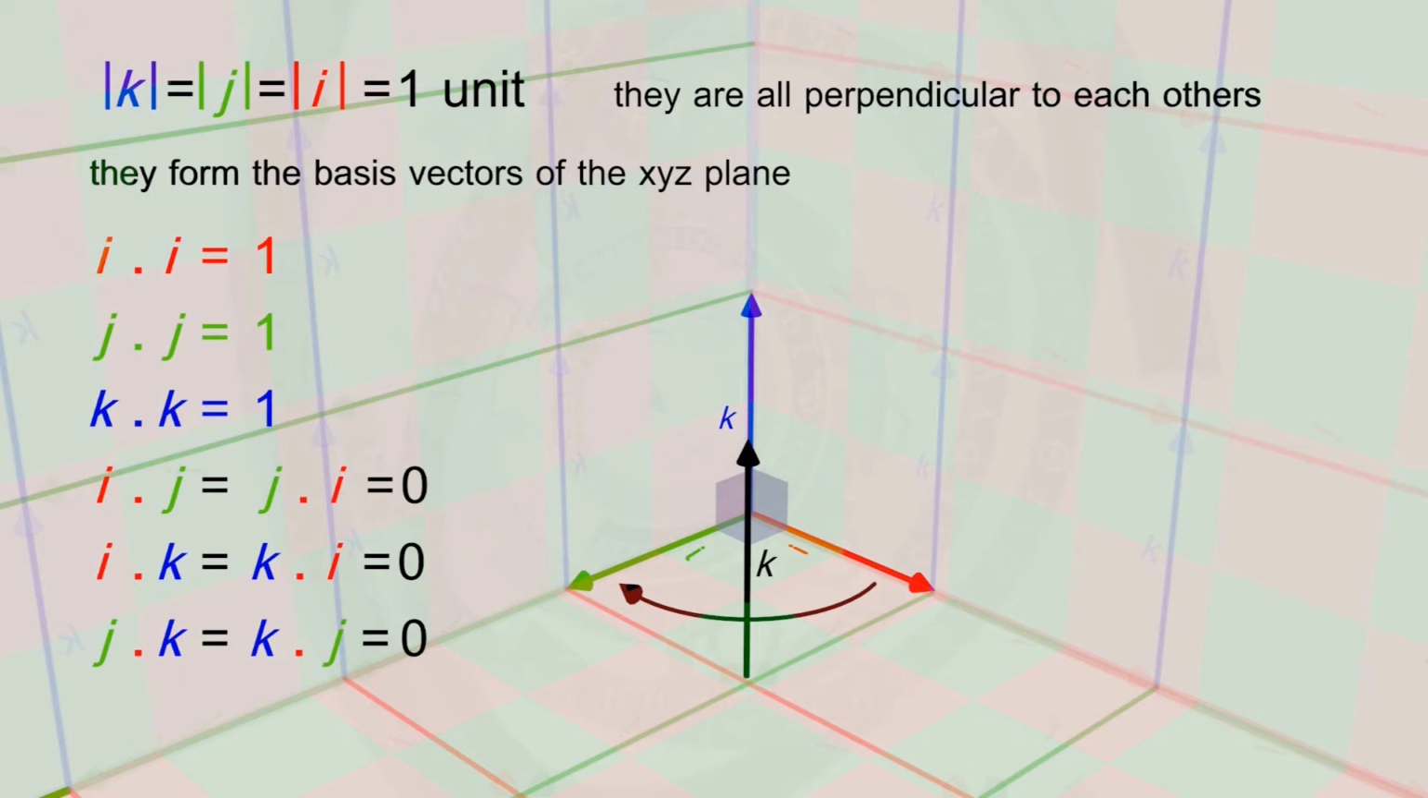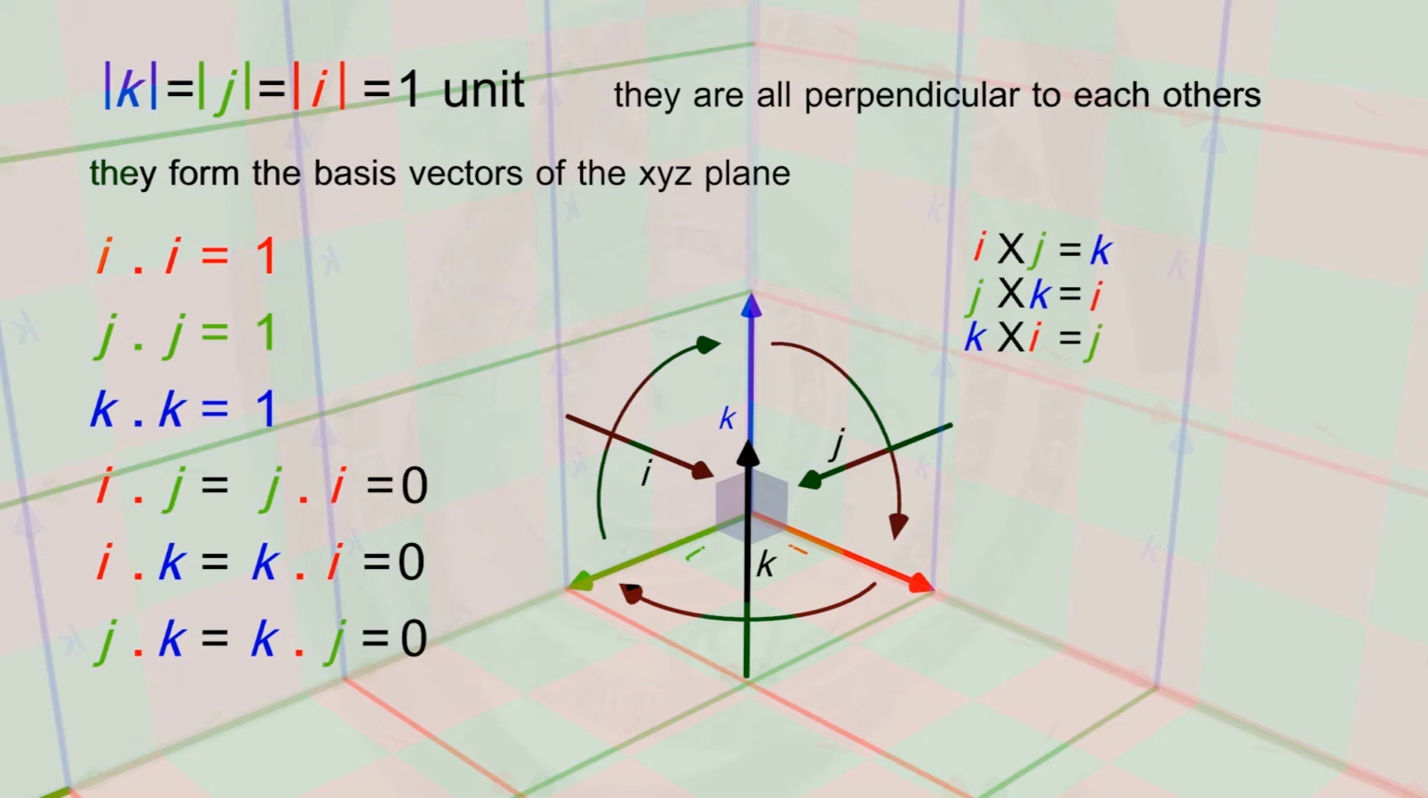Now let's see what would happen if we try to rotate one of these unit vectors toward the other unit vectors. The rotation of these unit vectors is defined as the cross product of vectors. Notice that the cross product of i vector and j vector will give a unit vector of k. Same for the other ones.